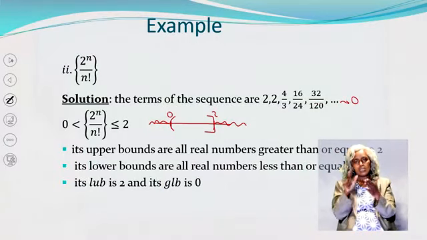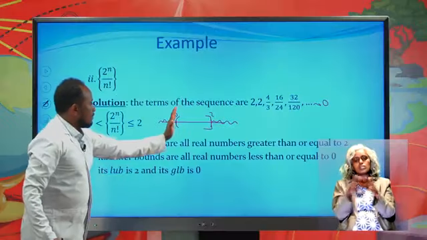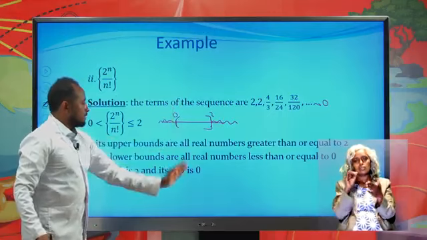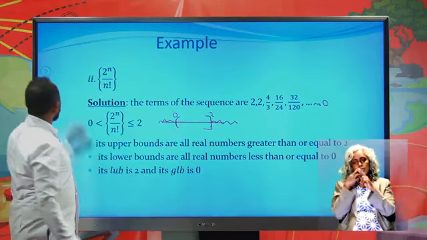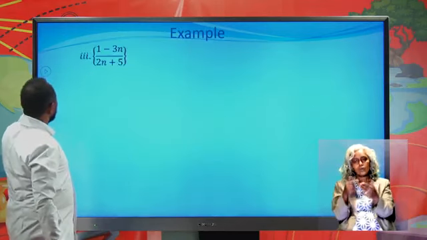For the least upper bound, from the upper bounds, the least number is this 2, and for the greatest lower bound, from the lower bounds, the greatest number is this 0. So this is the answer. Now let's continue to the third example.